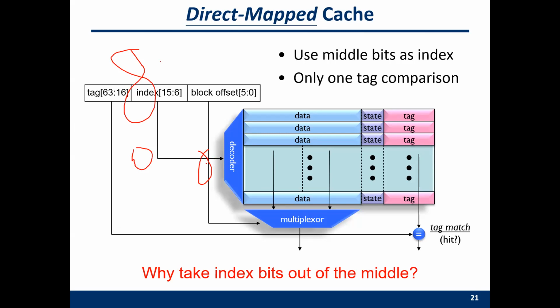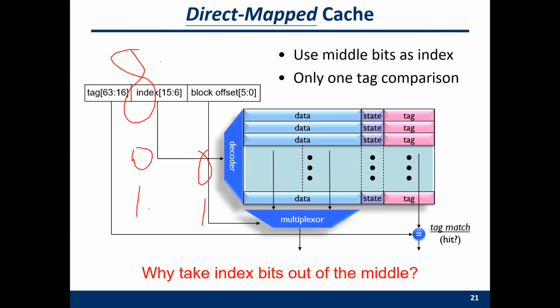You only have one possible location by the definition of this equation. If you want to read address 1, then you just use 1 mod 8. You go to location 1. Your data can be only in location 1. If location 1 does not have your data, then you have a miss. If it has your data, then you have a hit. In this way, the comparison is very fast because you only need to compare one tag.